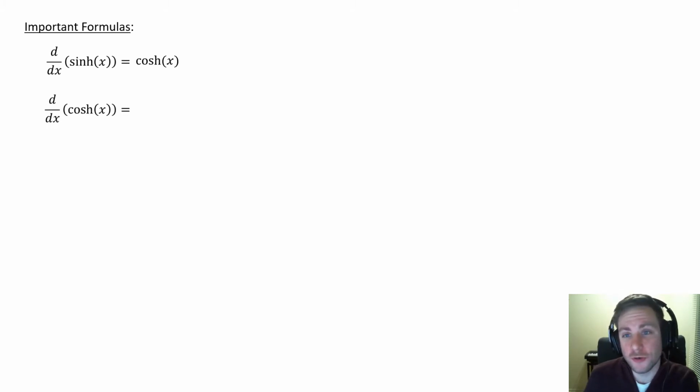Based on what we know about trig functions, you might guess that this is negative sinh, but actually it turns out it's positive sinh. When it comes to hyperbolic functions, definitely make a habit of leaning into your intuition about trig functions, but do so with awareness that sometimes there are slight differences like this.